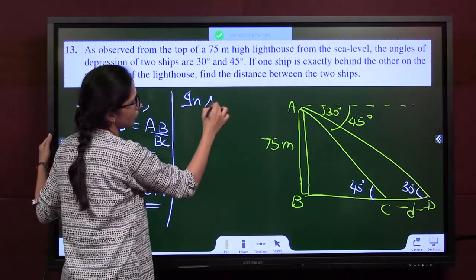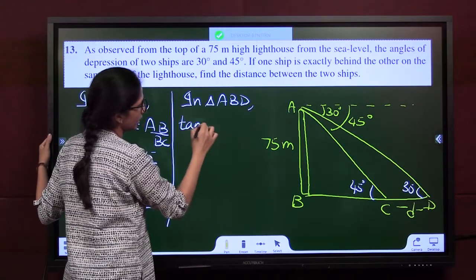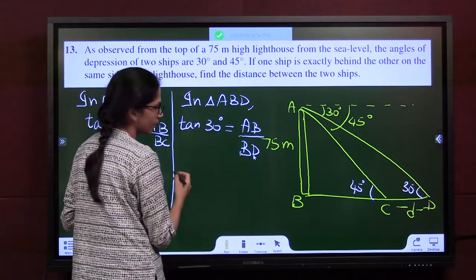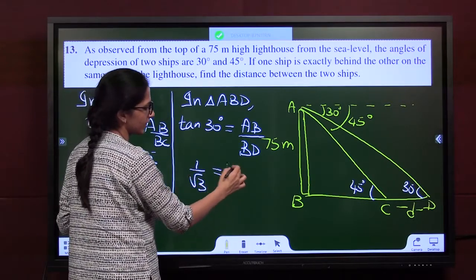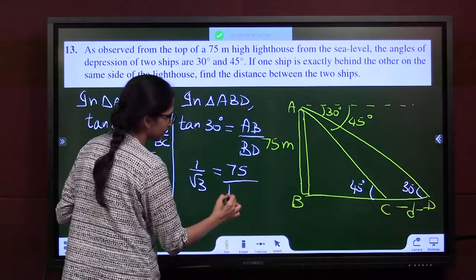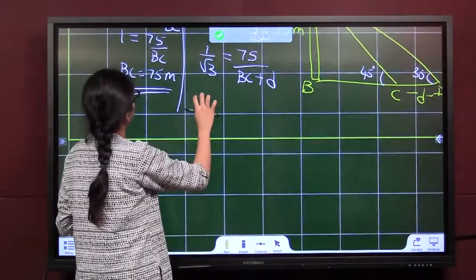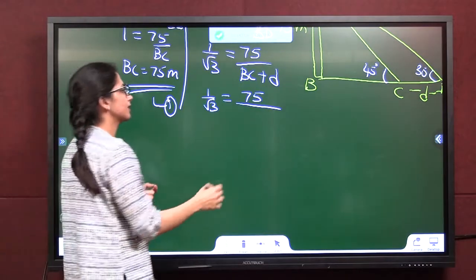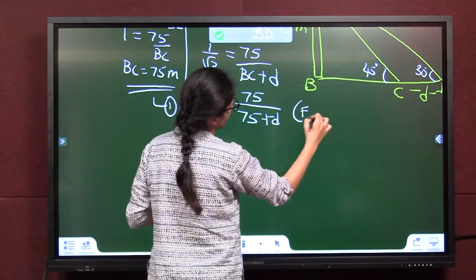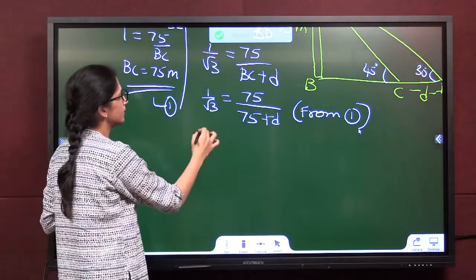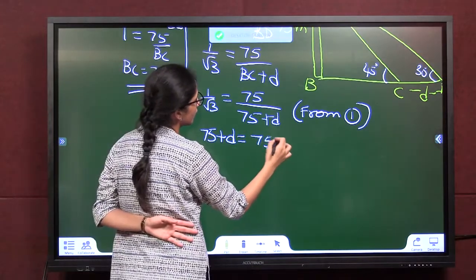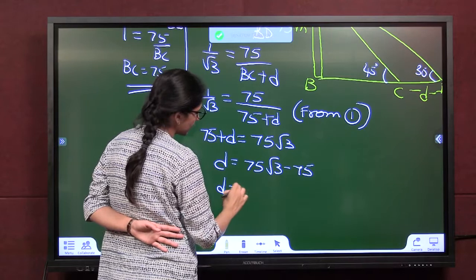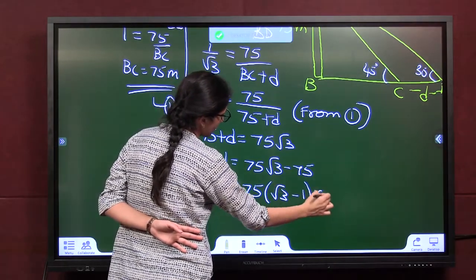Coming to the other triangle. In triangle ABD, tan 30 degrees is equal to opposite, which is AB, by adjacent, which is BD. Tan 30 degrees, 1 by root 3, is equal to AB, which is 75, by BD, which is this whole thing. So I can write it as BC plus D. I already know BC is 75 from 1. So 75 plus D, in brackets. Cross multiply. 75 plus D is equal to 75 root 3. D is equal to 75 root 3 minus 75. D is equal to 75 into root 3 minus 1 meters.